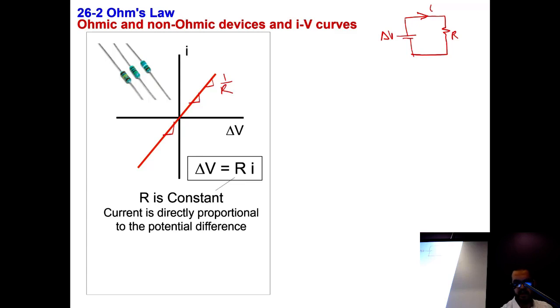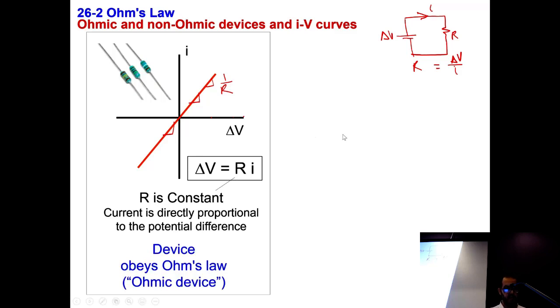Slope, because R is equal delta V over the current I. So here, the slope is equal to 1 over R. In this case, this is an ohmic device because any voltage I pick, I get the same value of resistance. I measure the same value of resistance. This device obeys Ohm's law, so we call it an ohmic device.